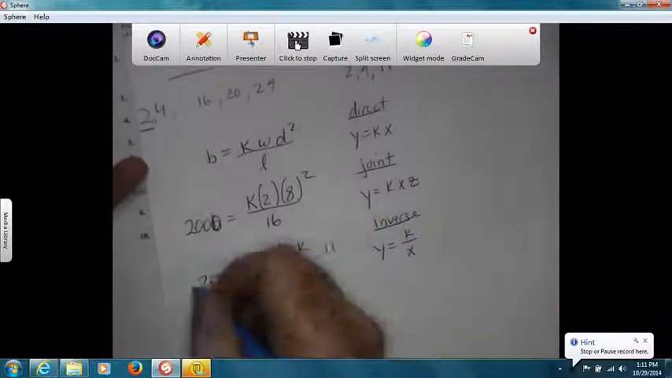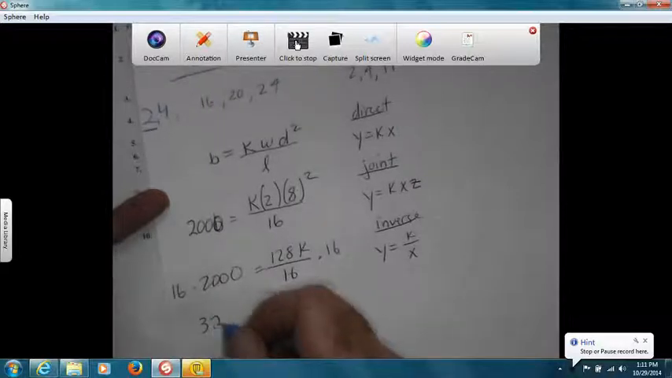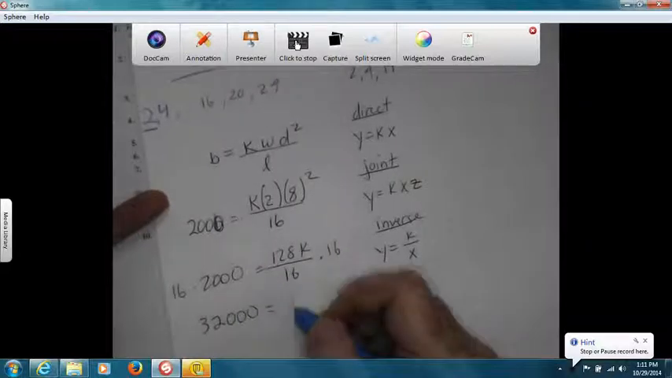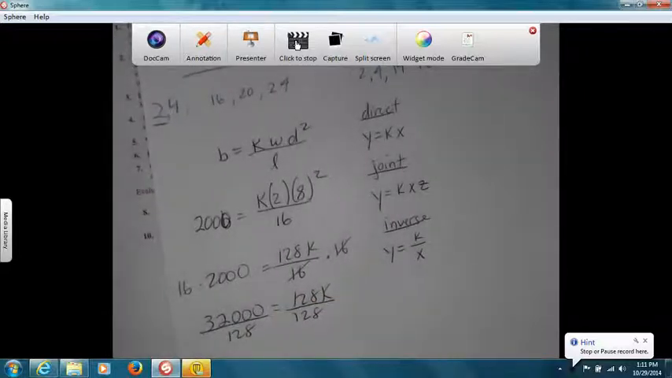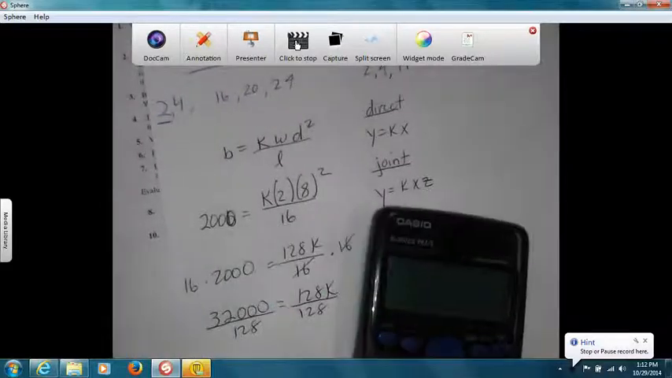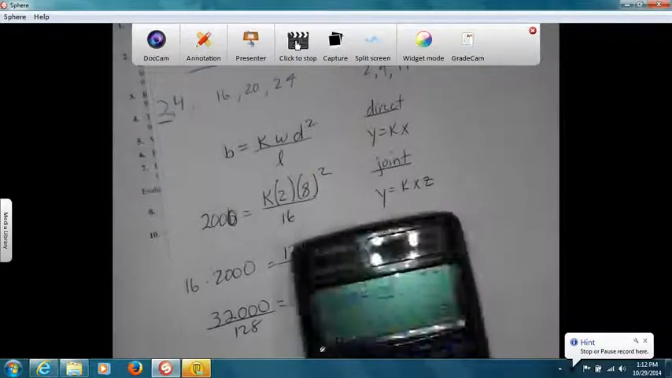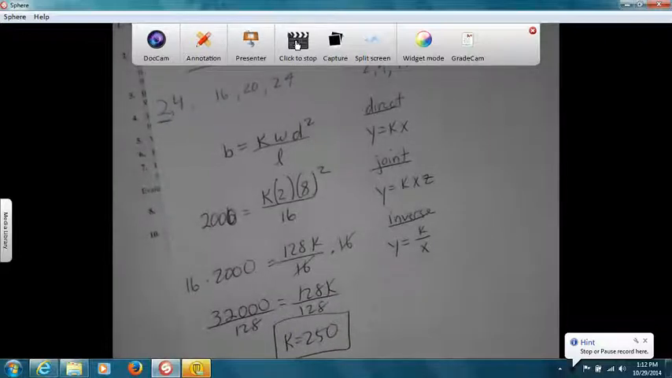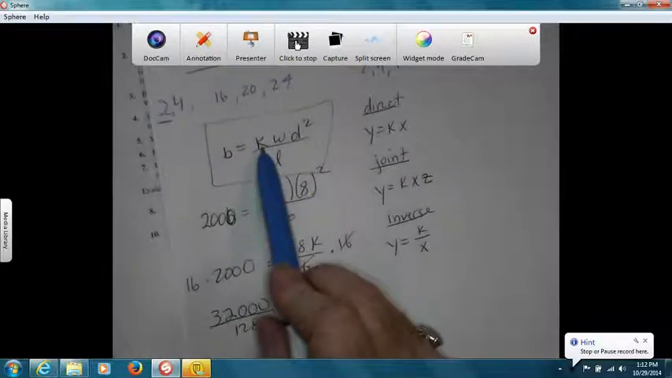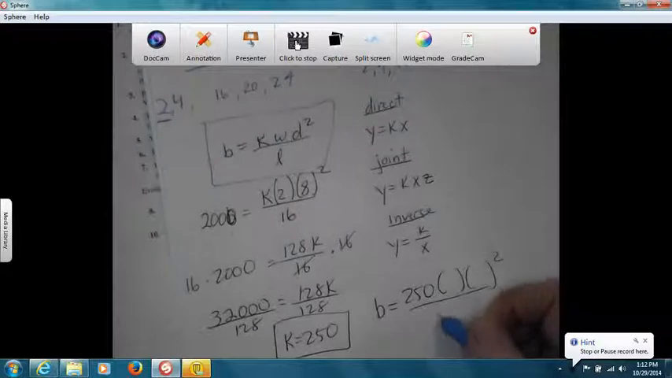So multiply by 16. Well, 16 times 2 is 32. And then I got 3 zeros. I'm trying to find out what 3,200 divided by 128 is, or 32 with 3 zeros divided by 128. I got 250. So k equals 250. And then all I gotta do is go back to this one, put k in for k. So now I have b equals 250 times w times d squared over L.